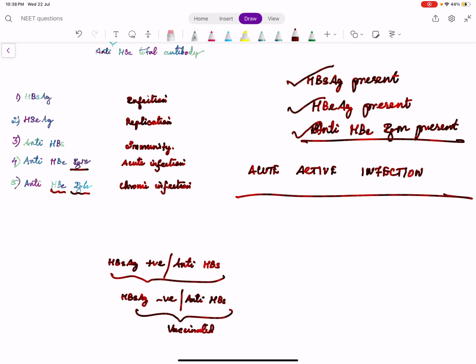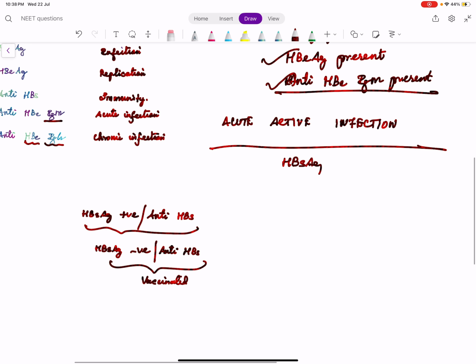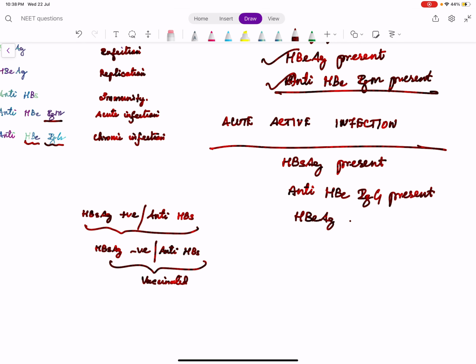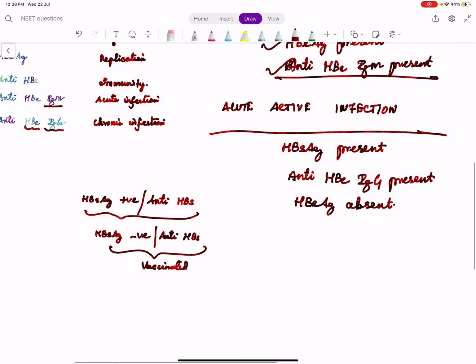Let us take another example. HBsAg is present, anti-HBc IgG alone is present, and HBeAg is absent. Okay. Now how will you interpret this serology? When HBsAg is present, what does it indicate? There is a hepatitis B infection, definitely. HBeAg is absent. So, is it an active infection? No. So, infection is inactive. We can say it as latent also. So, there is no active replication, but infection is there.